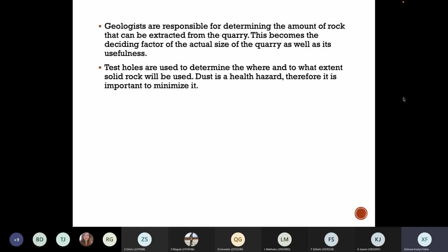Dust is a health hazard, therefore it is important to minimize it in everything. So in every quarry, because they're going to use explosives, we are going to have a problem of dust. And if your quarry is next to a residential area, then you will have to work harder to make sure that you minimize the dust as much as possible. Even if it's not next to a residential area, you still need to minimize the dust, because it's a form of pollution.